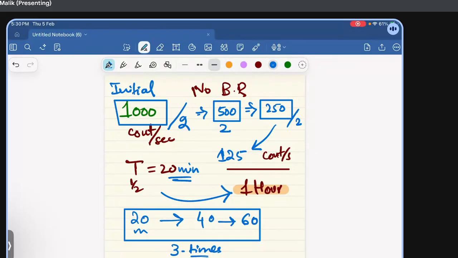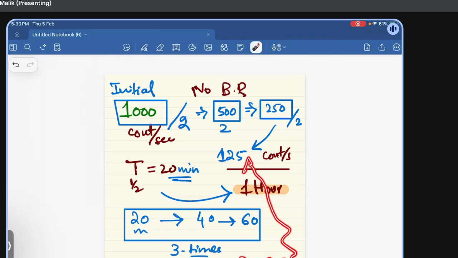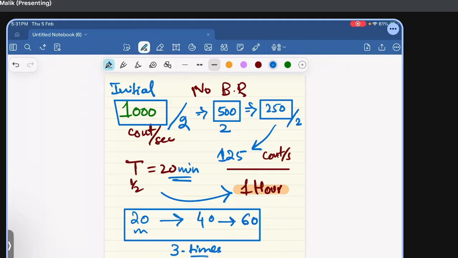But if there is a question with 30 background radiation, then you have to add background again. Let's suppose 30 is the background radiation. At the end, you add background again, you will get 155 as the answer. If there are 30 background, okay? Adam, you got it? Yes, sir, I got it.